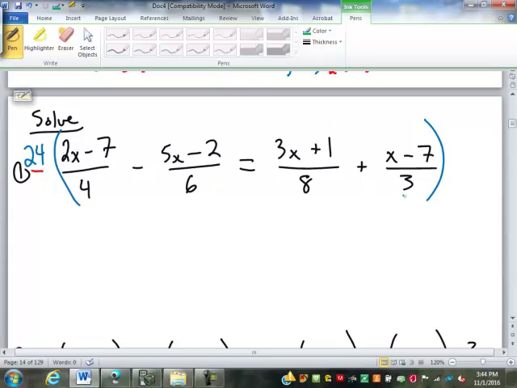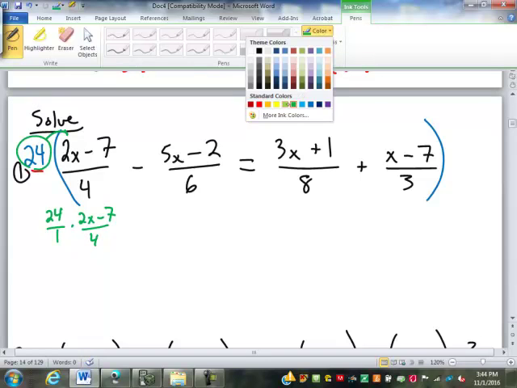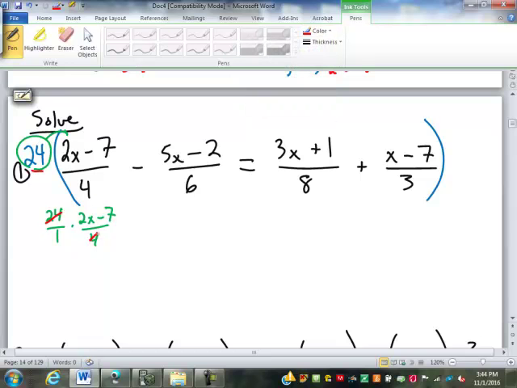So now we're going to multiply the whole equation by 24. So we've got 24. We're going to multiply the 2x minus 7 over 4. So 24 over 1 times 2x minus 7 over 4. Well, the 24 and the 4 cross cancel, give me 1 and 6. So now I've got 6 times 2x minus 7. 6 times 2x is 12x. 6 times negative 7 is negative 42.